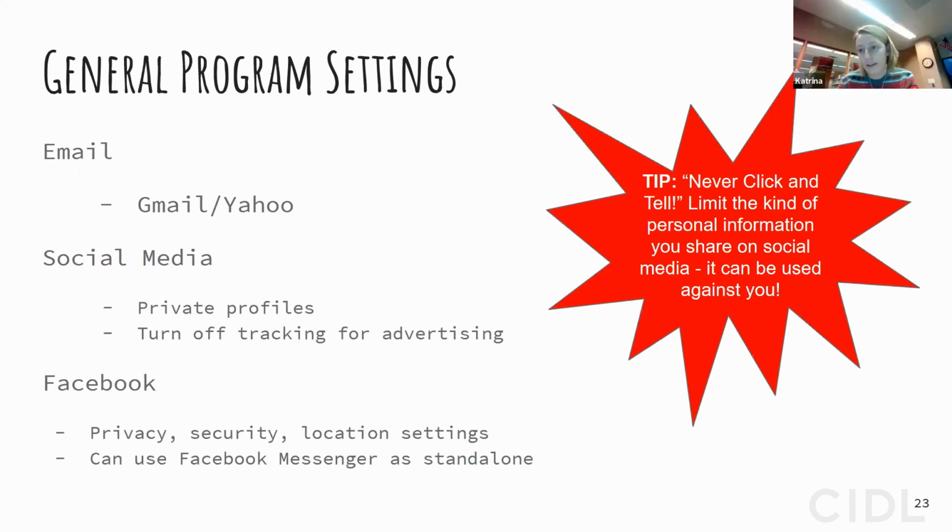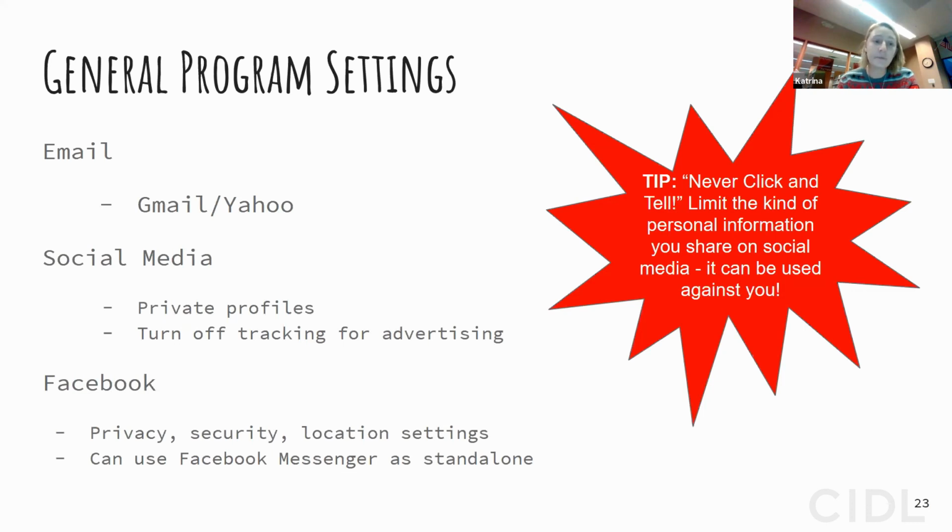So that covers a large portion of the devices you use, but what about the applications and apps and stuff like that? So we have a brief section on the handout about email settings. Gmail and Yahoo are the big ones, and those have settings for advertising and location tracking and two-factor authentication. Those you can go through.